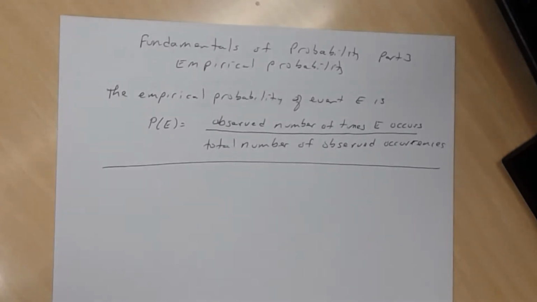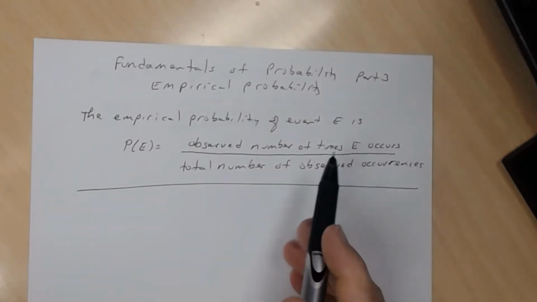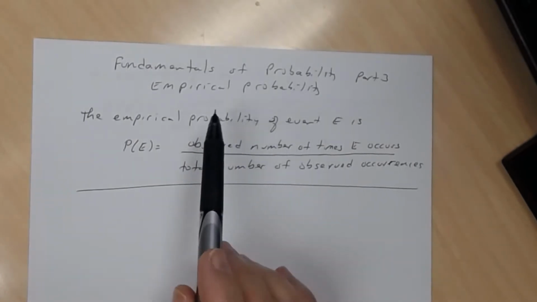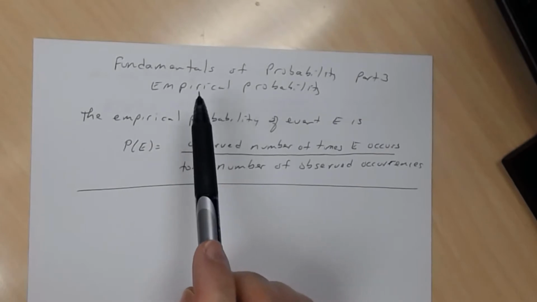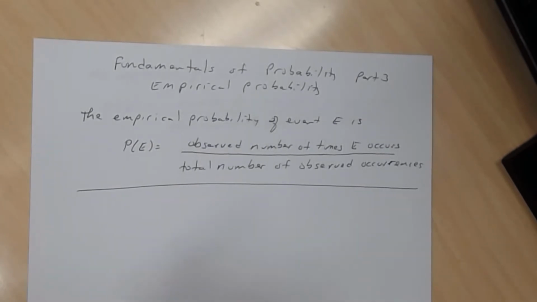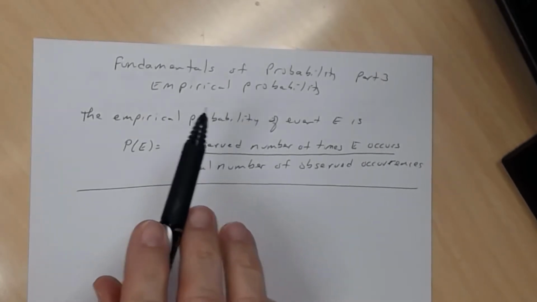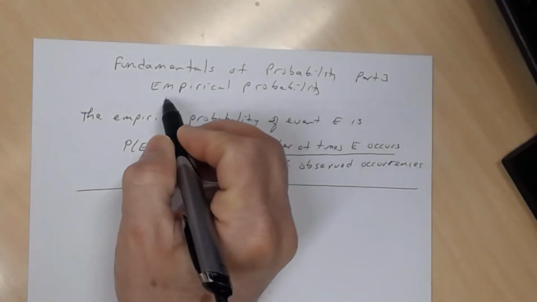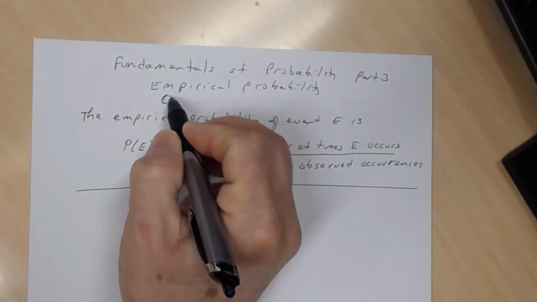Okay, so this lesson deals with part 3 of the section dealing with fundamentals of probability. And in this case, we're going to be talking about empirical probability. In parts 1 and 2, we looked at theoretical probability. Now we're looking at empirical probability. Another word for empirical probability would be experimental probability.